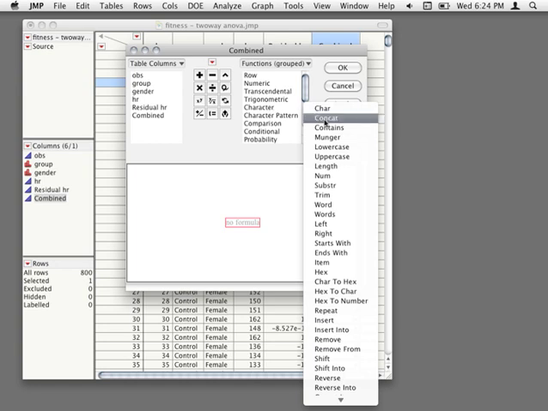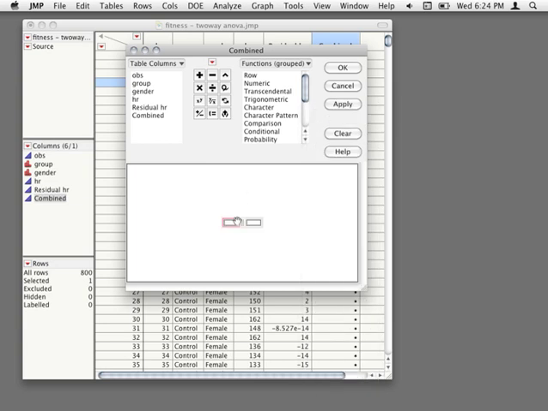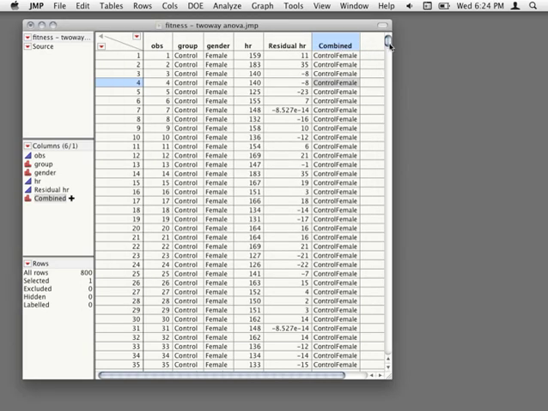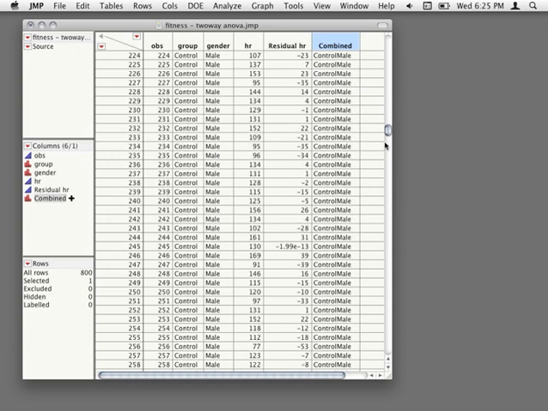The simplest one is just concat. And what concat will do is take whatever 2 variables you give it, and for each row in the data set, just combine those 2, so squish them together. So we could actually just take group, select the other cell, gender, and what you'll see is going to happen is it's going to create this new column that has just the combined levels.